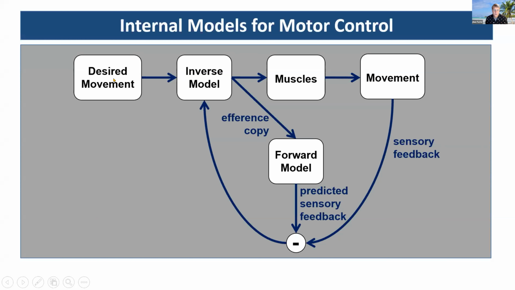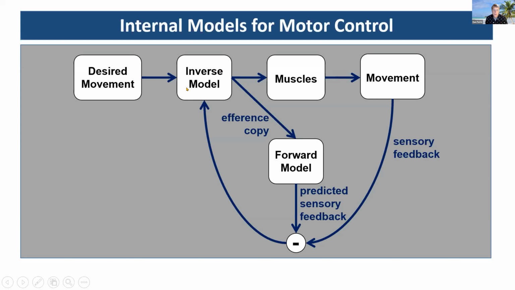When you want to do a certain task, like pick up a cup, you have this desired movement in your brain. You then use a part of your brain, which we call an inverse model, to say, here's the motion, how do I send electrical signals to my muscles to make it happen? That electrical signal goes to the muscles, you produce the motion, and it sends sensory feedback.